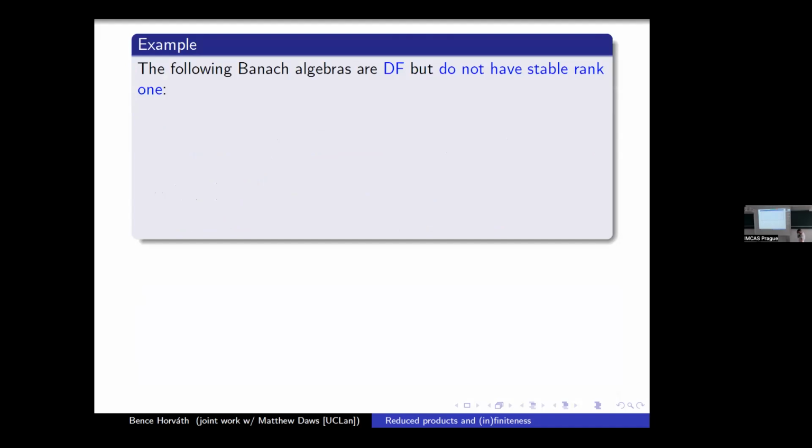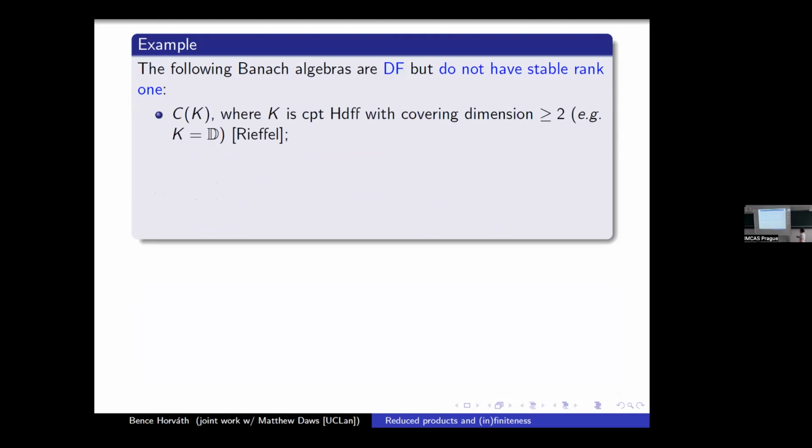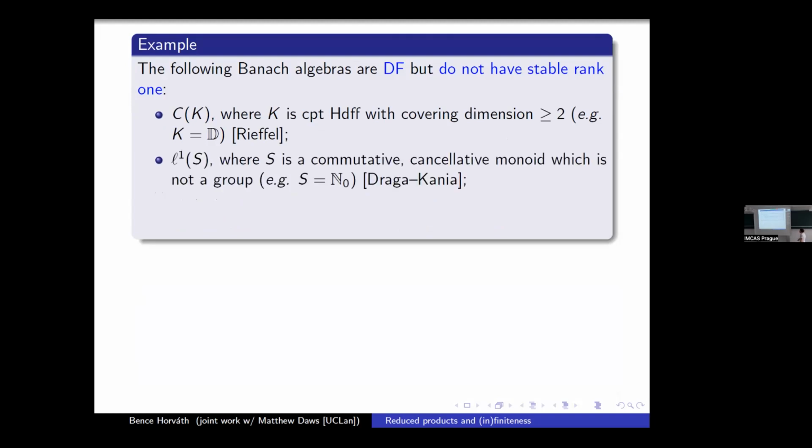Now, okay, so I said that stable rank 1 implies direct finiteness, or Dedekind finiteness. So let me give some examples which are non-trivial in the sense that even though they are Dedekind finite, they do not have stable rank 1. Again, C(K) spaces, provided that the covering dimension of the underlying compact Hausdorff space is greater than or equal to 2. So for example, the unit disk. Rieffel actually characterized the stable rank of C(K) spaces in this aforementioned paper already. So if you're interested in the details, look at the very beginning of that.